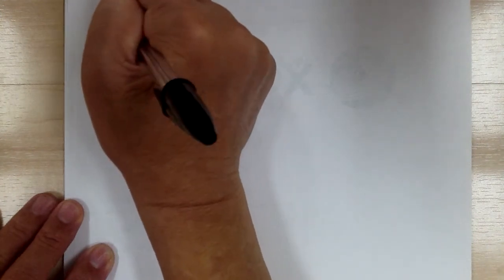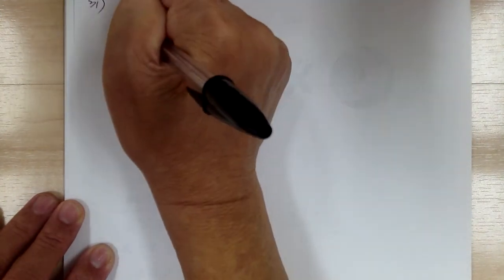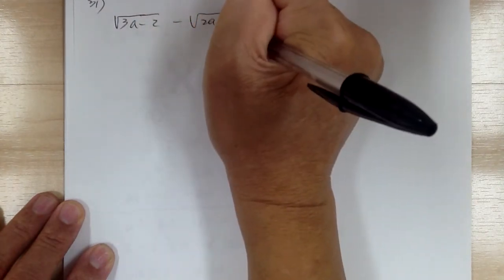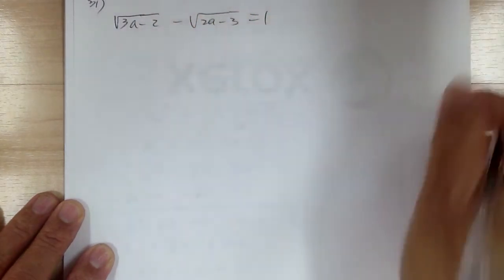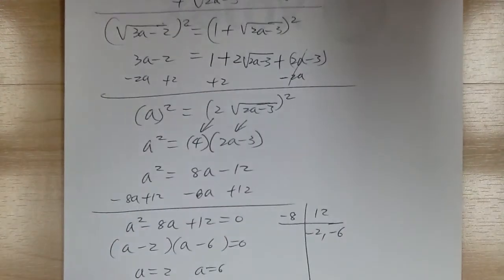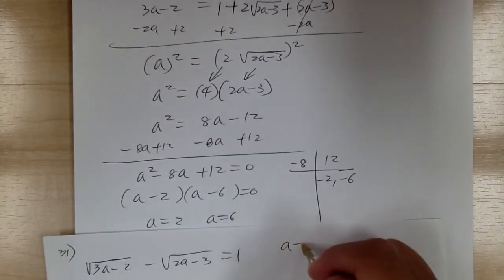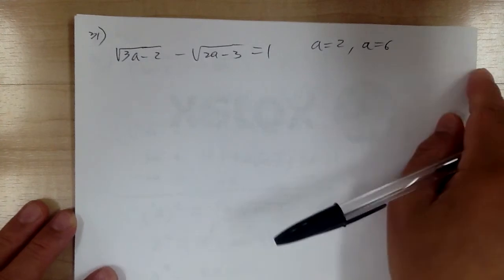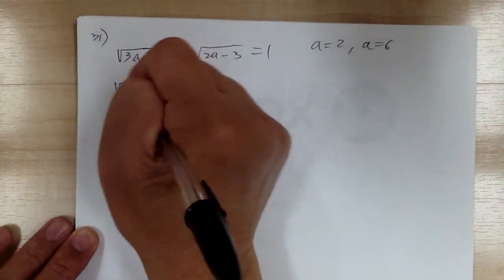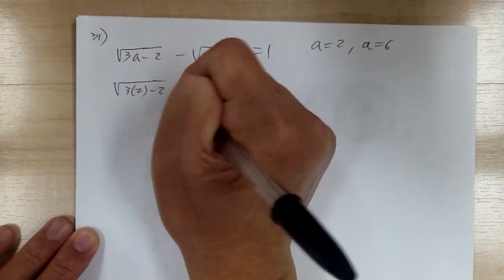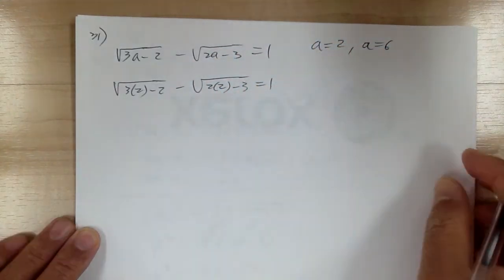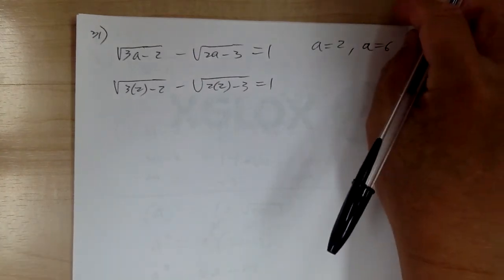So this is 31 for checking. So you got the square root of 3a minus 2 minus the square root of 2a minus 3 equal to 1. Because I run out of space, I'm going to write down the information so I can do the checking. Okay, so this is what we need to check. Let's put this in here. Again, when you substitute, just do substitution. Don't do anything else. When you do more than one thing at a time, that's a chance for making careless mistakes.